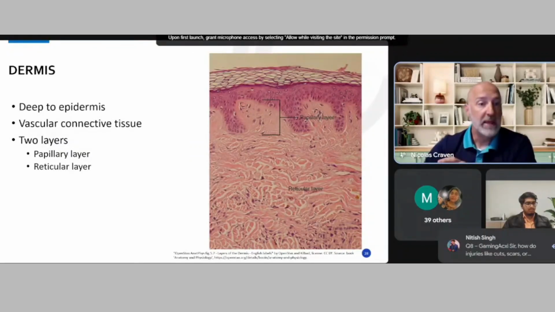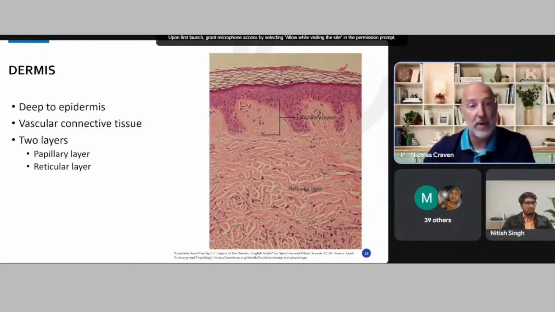So now we're going to move on to the dermis. The dermis has two main layers. There's the papillary layer and the reticular layer. Okay, so remember, the dermis is just deep to the epidermis.